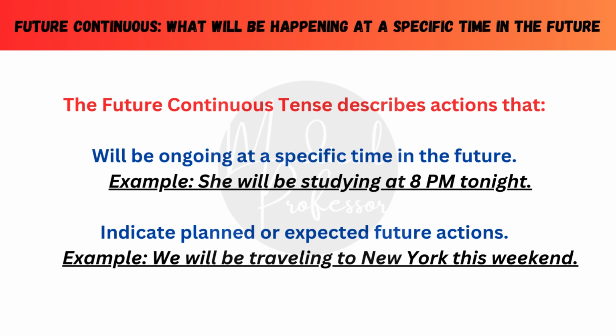The future continuous tense. The future continuous tense describes actions that will be ongoing at a specific time in future. For example, she will be studying at 8 p.m. tonight. It also describes actions that indicate planned or expected future actions. For example, we will be traveling to New York this weekend.